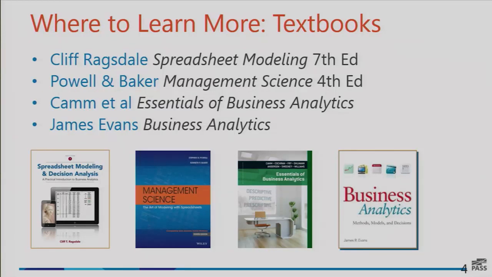They're not cheap. I think the blue one, Management Science, is usually the best price on Amazon. It might be like $80 or something, but Cliff Ragsdale's book on the left might be like $220 or something like that. Still relatively good deals.